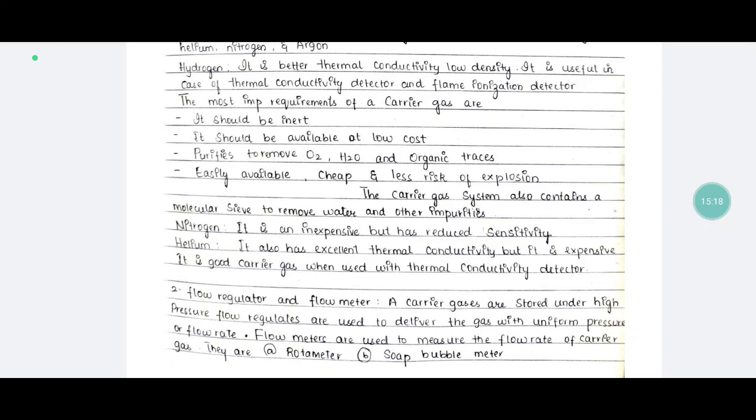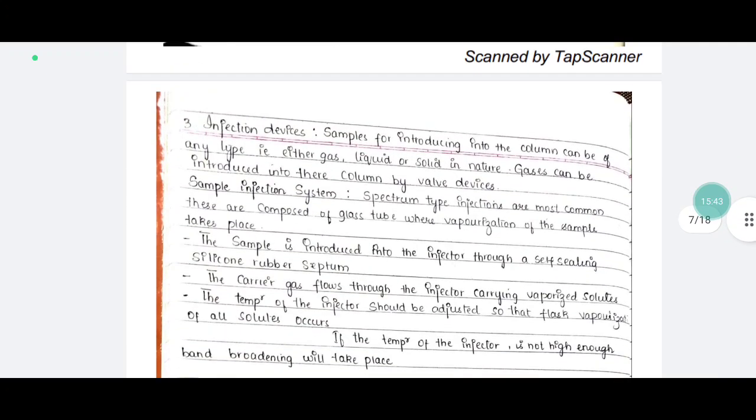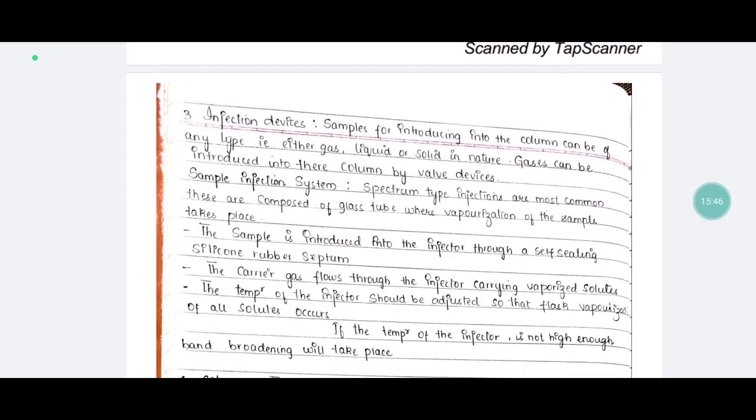A carrier is stored under high pressure. To regulate the flow of the gas, it is used to deliver the gas at a uniform pressure and flow rate. The flow meters are used to measure the flow rate of the carrier gas, and they are the rotameter and soap bubble meter. The third is injection devices, where the sample is introduced into the injector through a self-sealing silicon rubber septum.